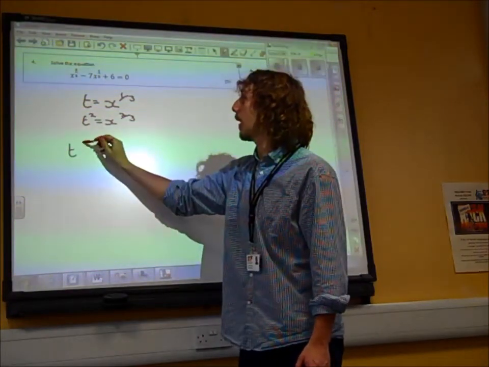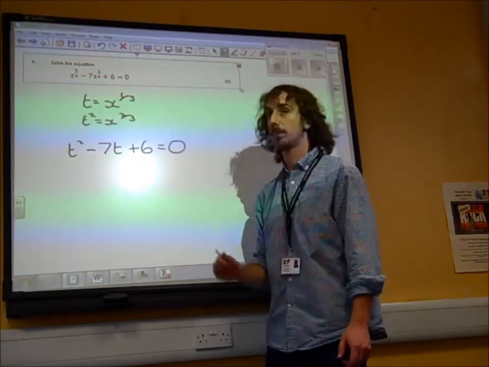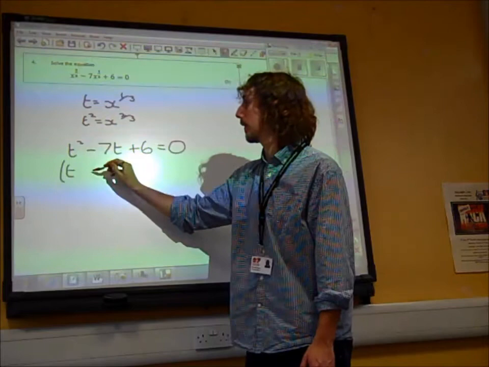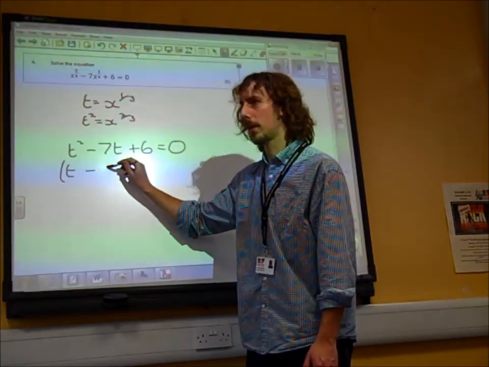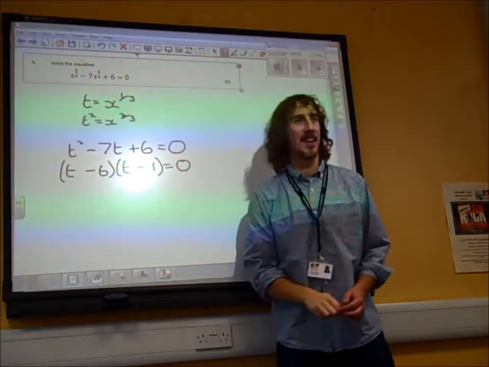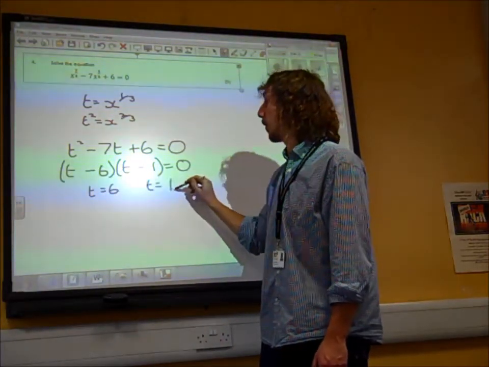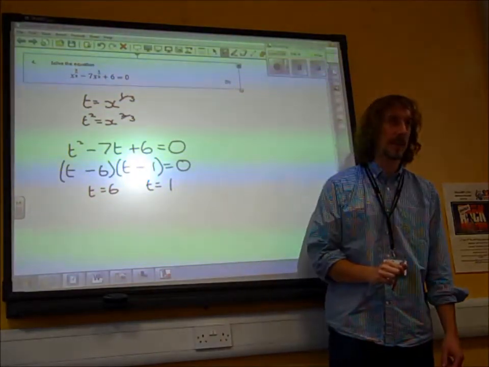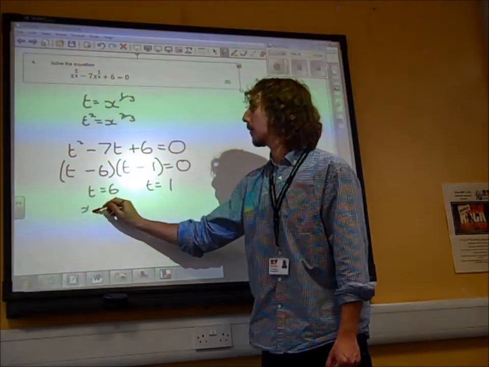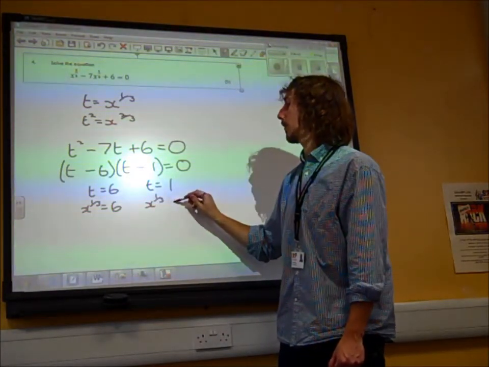So we've got t squared minus 7t plus 6 is 0. It will factorise quite nicely. What was it? Minus 6 and minus 1. Well, so we get t is 6 and t is 1. Aha, but the question wasn't about t, the question was about x. So that is x to the third is 6, and x to the third is 1.